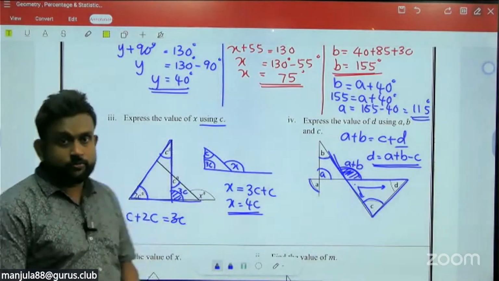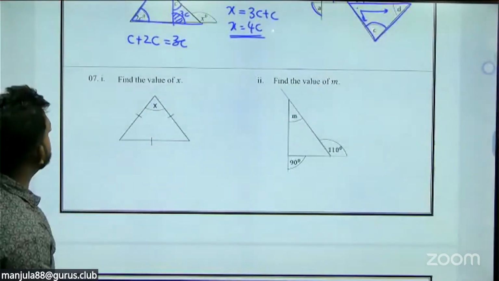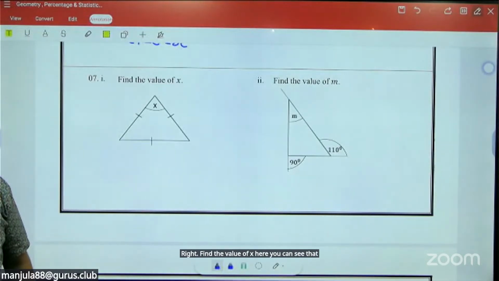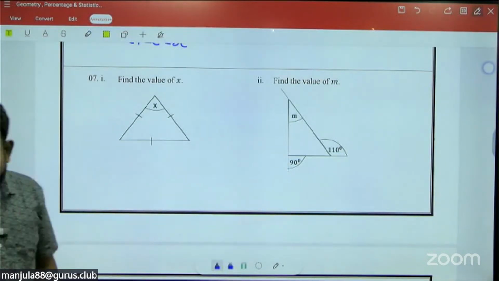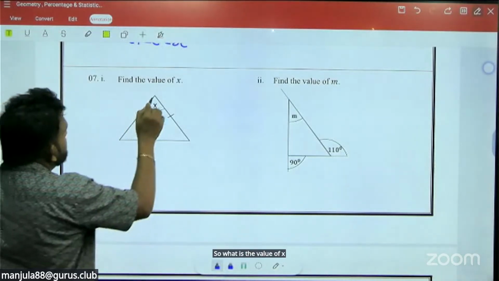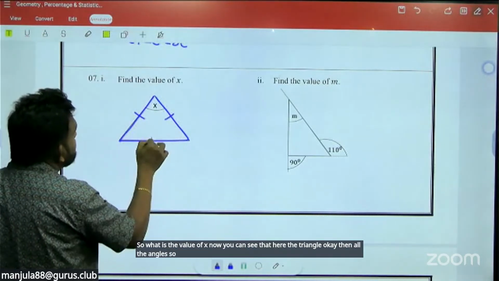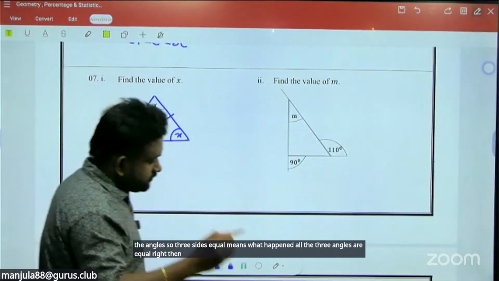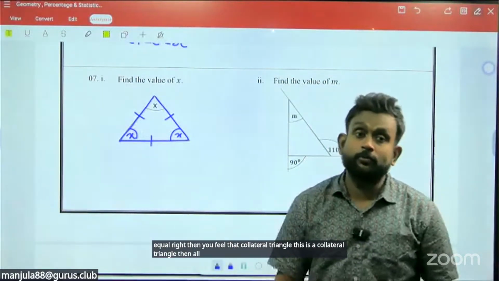Okay, right. Now we are moving to the next question. Find the value of X. Here you can see the triangle. Three sides equal means what happened? All the three angles are equal, right? Then you can say it is an equilateral triangle. Then all the three angles add up to 180.